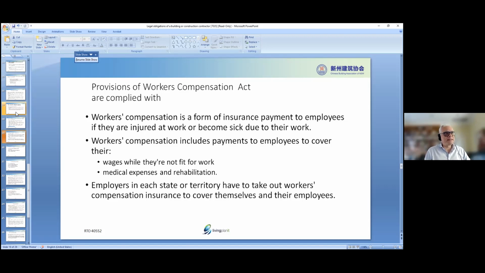And workers' compensation will take care of that if you have got that, okay? However, if you don't, you are then legally responsible. So you should not be operating any business without the proper workers' compensation insurance.